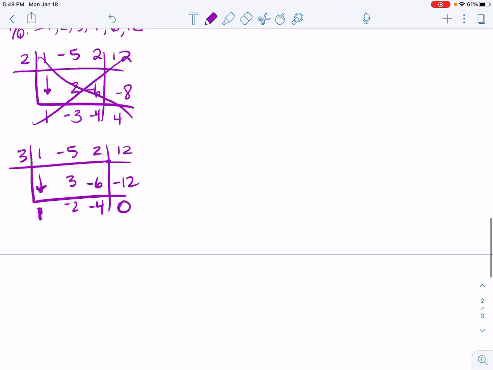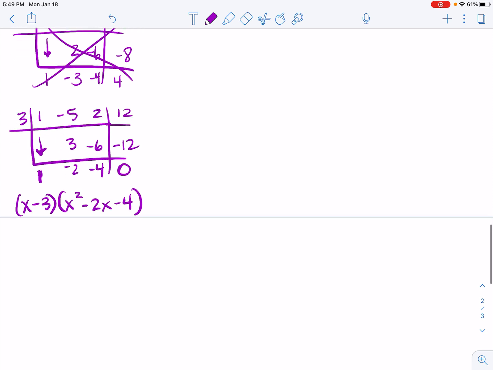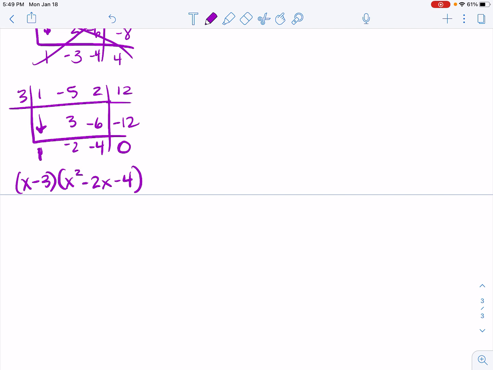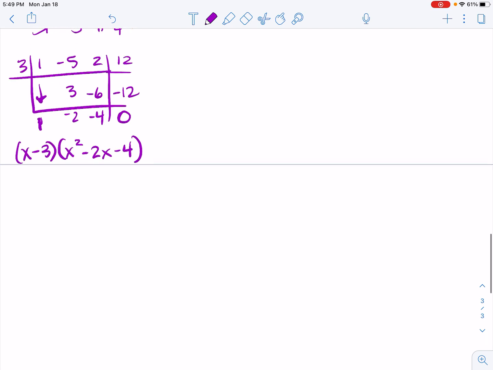So what does this tell us? This tells us that x minus 3 is a factor, and that's being multiplied to x squared minus 2x minus 4. So then I want to look at that trinomial, x squared minus 2x minus 4. No GCF, 3 terms, AC method, factors of negative 4 that add up to negative 2. Negative 4, positive 1, negative 2, positive... it's not factorable. Boo.